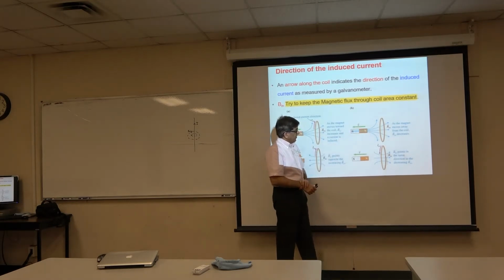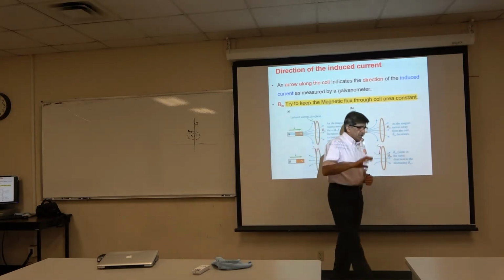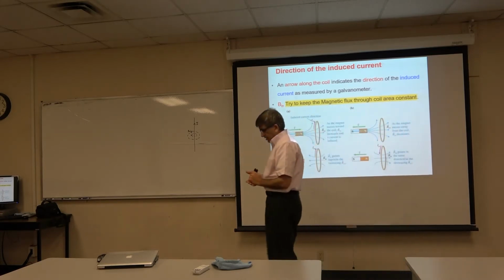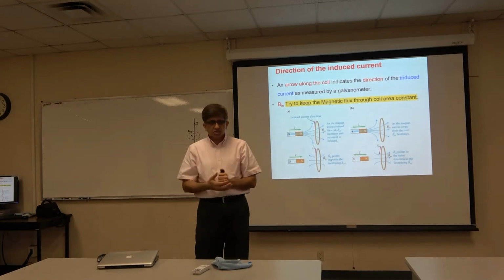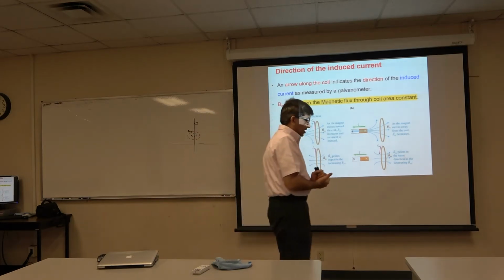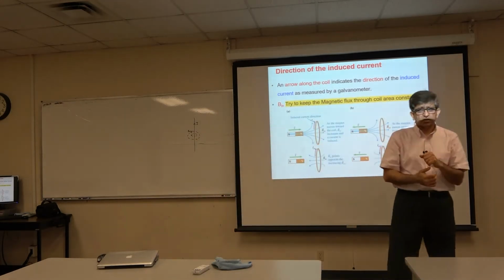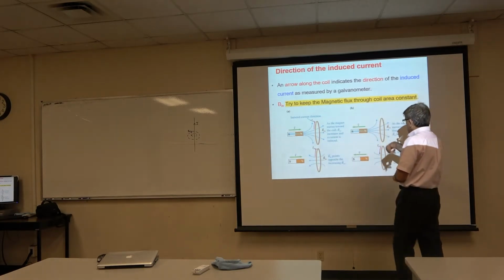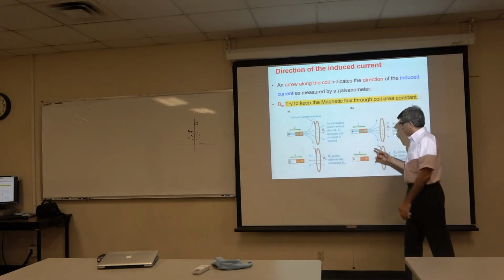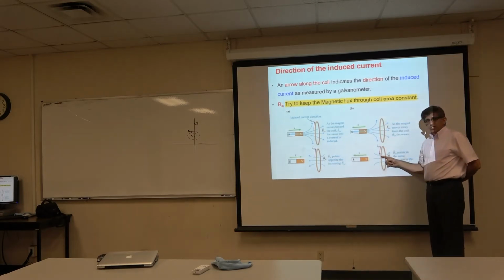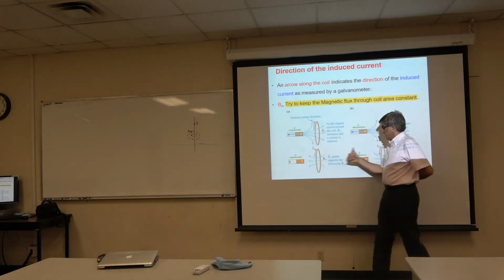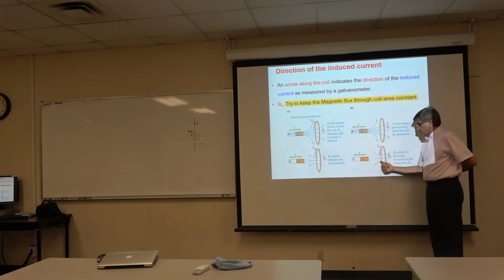Alright? Now if that happens, since I change the magnetic flux, I change the direction of the external magnetic field lines. Instead of going inward, now they are going outward. As a result, the direction of the induced current will also change. And if you can notice, this direction of the induced current over here is opposite.